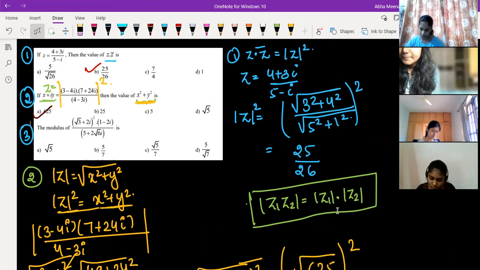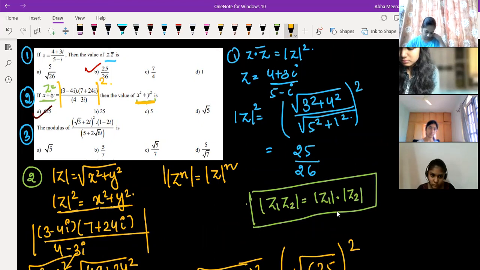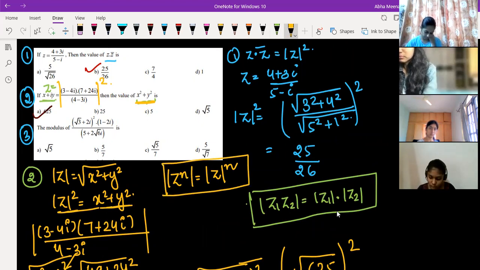Now, here, what property of modulus do we use? That modulus of z to the power n is equal to modulus of z to the power n. Use this and try question number 3, similarly, the way we have done for question number 1 and 2, the same way, children.